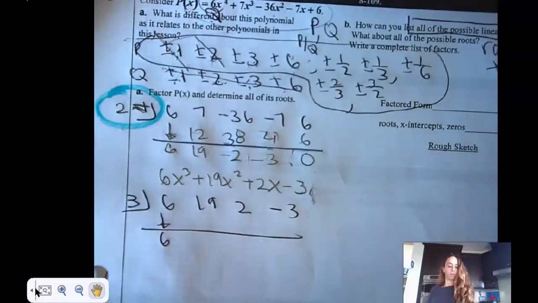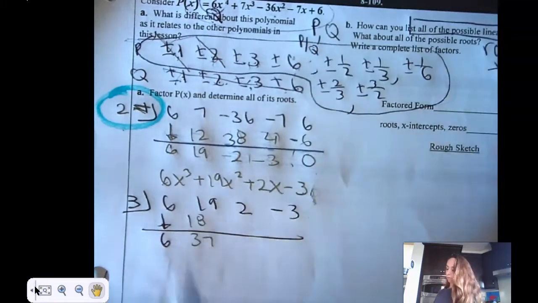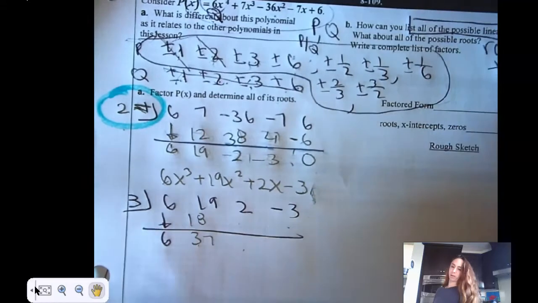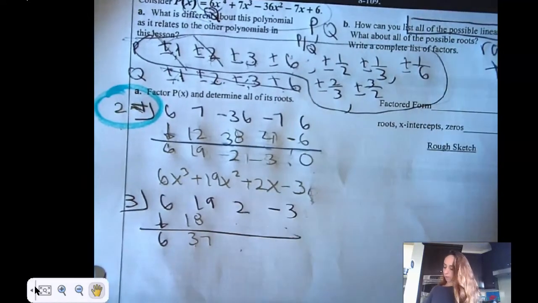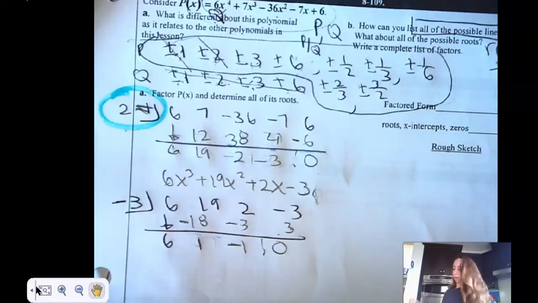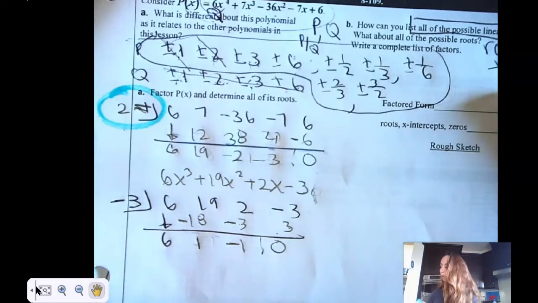Okay, I'm going to pause it and we'll see if it works. So I didn't even finish because what's 3 times 37? Really big number. And if I add it to 2, I'm not going to get negative 3. So, I mean, yeah, I'm not going to get 0. So now I'm going to try negative 3. Let me pause it. Okay, I got 0, so negative 3 works.